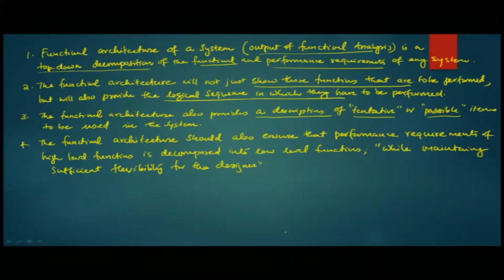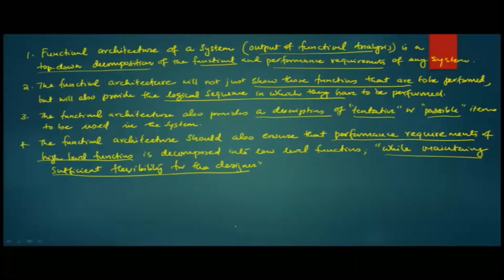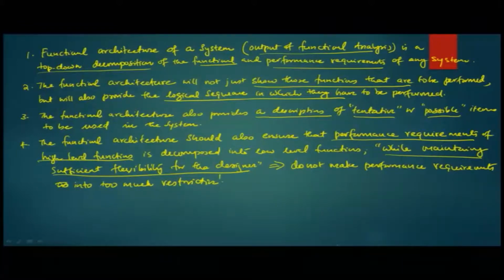It is the duty of the functional analysis to break down the performance requirements of high level functions, the top level functions, into the lower level functions. You have to bring them appropriately down, but make sure you maintain sufficient flexibility for the designer. Do not make performance requirements too much restrictive. So this is one of the things that the systems engineer needs to ensure, that the performance requirements should not be too restrictive, so that the designer finds it extremely hard to design the system or design the product. Okay, fine.